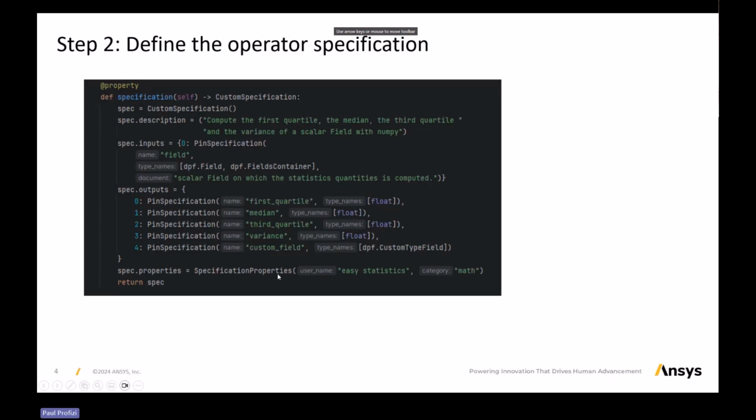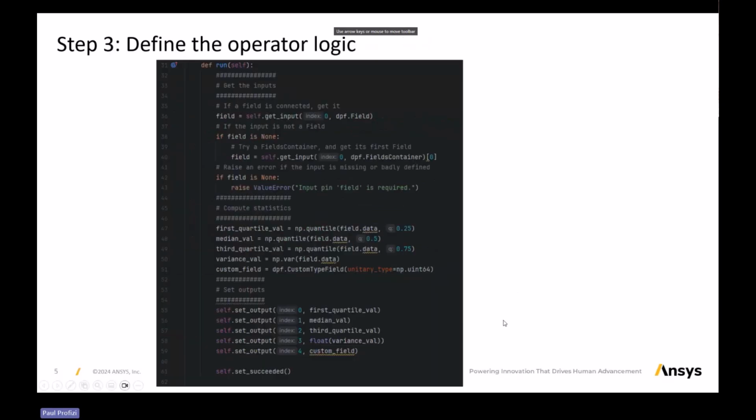You can also give it properties. For example, here I give it a username and then a category. Whenever I generate my custom documentation, it's going to appear in the math category of operators. And then we have the run function, which we inherit from the custom operator base, but of course we override.